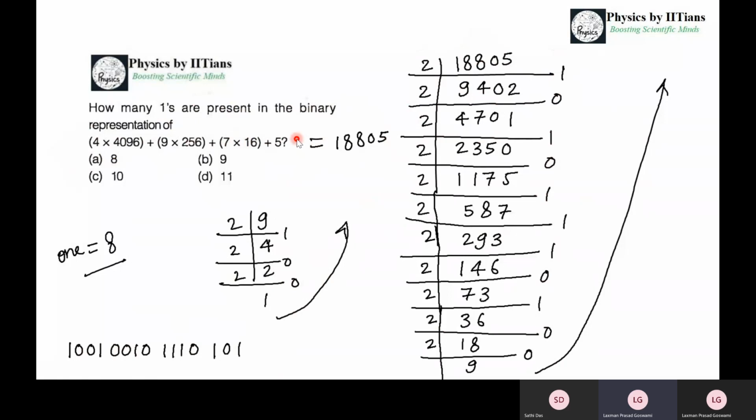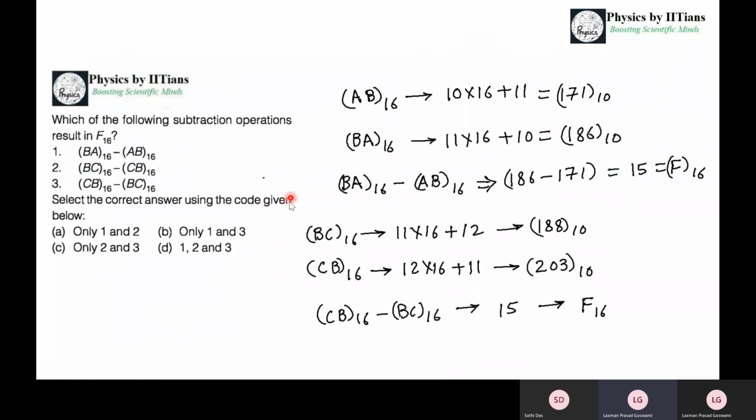The next question is, we have to do some subtraction. From BA, we have to subtract AB. From BC, we have to subtract CB. And from CB, we have to subtract BC. These are all in the hexadecimal number system. And the question is, which of these 3 statements will give the result F? Meaning F will be the answer of which of the 3 statements.